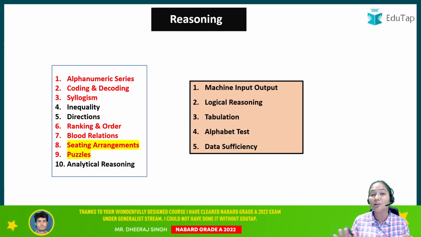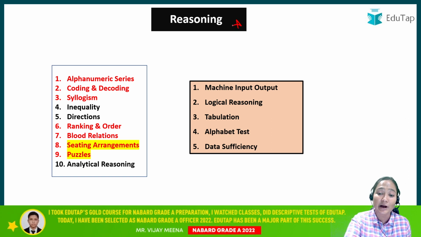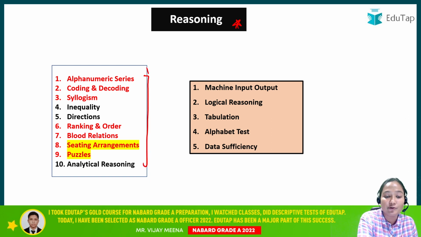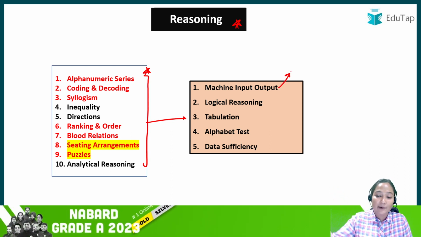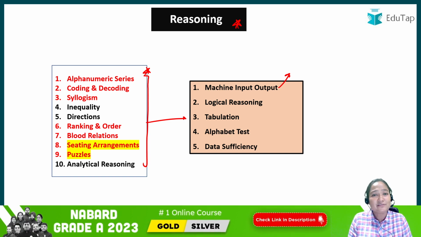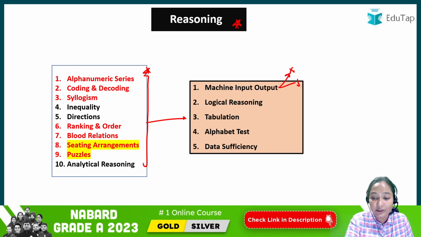So first we will cover the non-merit section. Let's first take up reasoning. If you are preparing along with NABARD for any other examination that requires a lot of reasoning, then go ahead and cover all the topics. But if you are preparing only for NABARD, these are the topics that you should focus on. And there is machine input output, because this topic, say 4-5 years back, questions used to come, but recently we have seen there are no questions. So you can either totally avoid it or keep it at low priority.